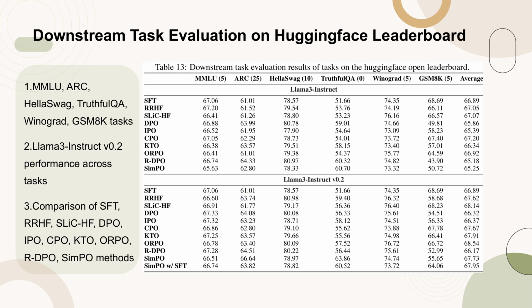Table 13 presents the evaluation results of various downstream tasks on the Hugging Face Open Leaderboard. The tasks include MMLU, ARC, HellaSwag, TruthfulQA, Winogrande, and GSM8K. The table compares the performance of different methods such as SFT, RLHF, SLiC-HF, DPO, IPO, CPO, KTO, ORPO, R-DPO, and SimPO. Additionally, it highlights the performance of Llama 3 Instruct version 0.2 across these tasks, providing a comprehensive view of its effectiveness in various scenarios.